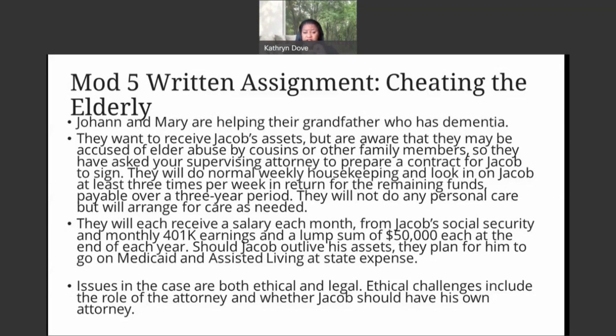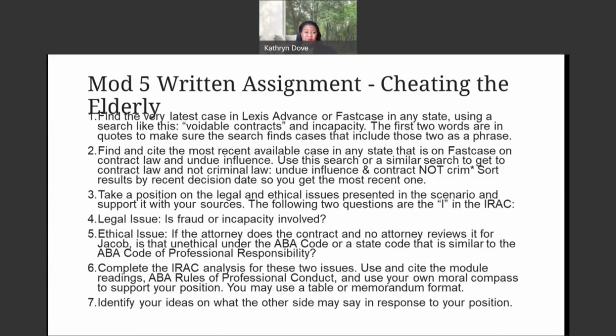Should an attorney allow Jacob to enter into an agreement like this? Does he have the mental capacity to contract with Johan and Mary? So, answer these questions in order, please, as you write your written assignment for Module 5.